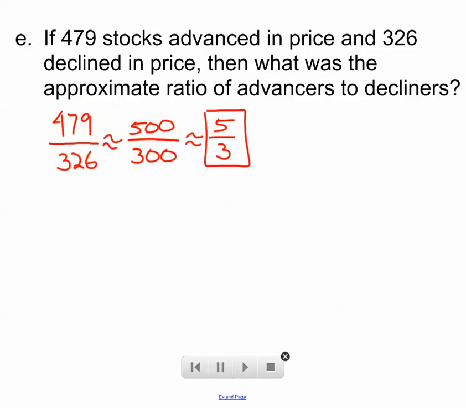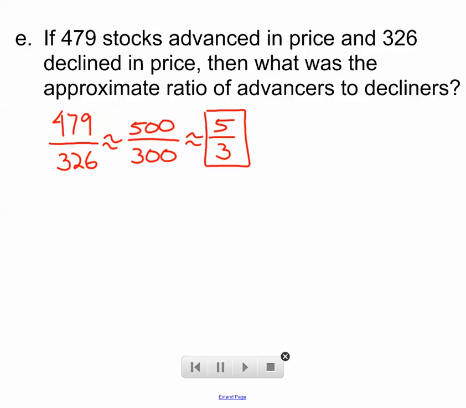Okay, but I am going to slow you down here for just a second. Make sure you get things put into the right order. One mistake that we make sometimes is that we read too quick and we assume we know what they're going to ask us. Okay, what if I asked the ratio of decliners to advancers? Then that would be 326 over 479. What if I asked the ratio of advancers to all stocks? Then that would be 479 over the sum of 479 and 326. Okay, so really slow down. Make sure you answer the question they're asking you.